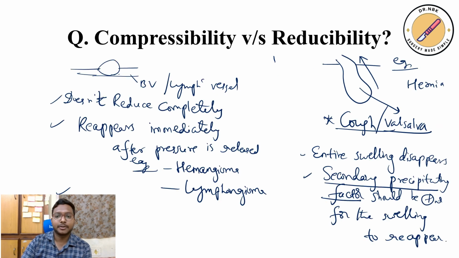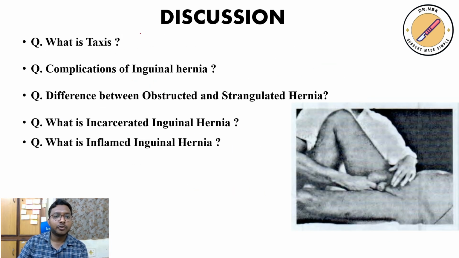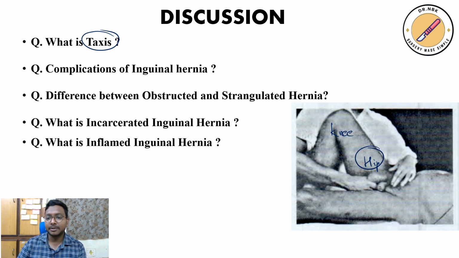Okay, right. Next, continuing. What is taxis? Taxis is the systematic method of reducing the hernia. We do it clinically. How do we do that? The patient will be lying down in supine position, hip and knee flexed, with the hip kept in internal rotation and adduction. This is the position in which you will be doing taxis. You will gently hold the fundus of the hernia with your right hand, and with your left hand you will gently guide it through the superficial inguinal ring.